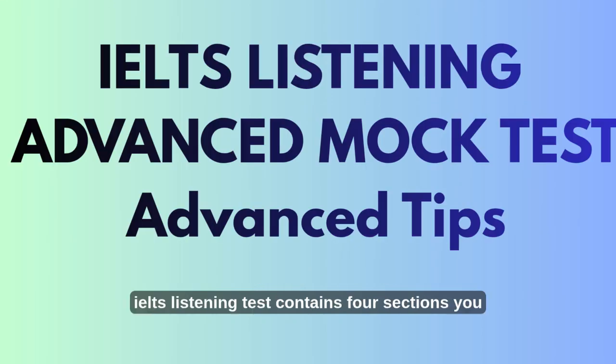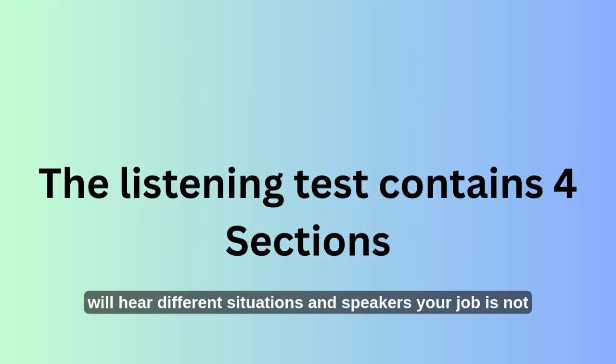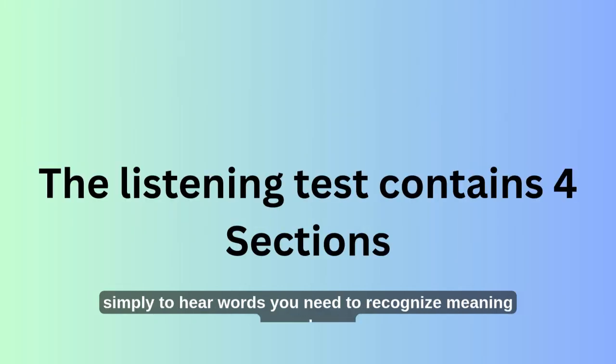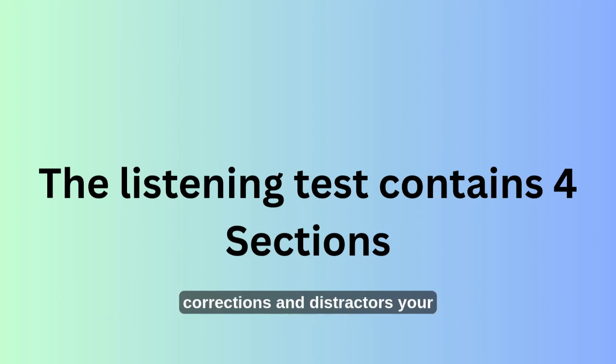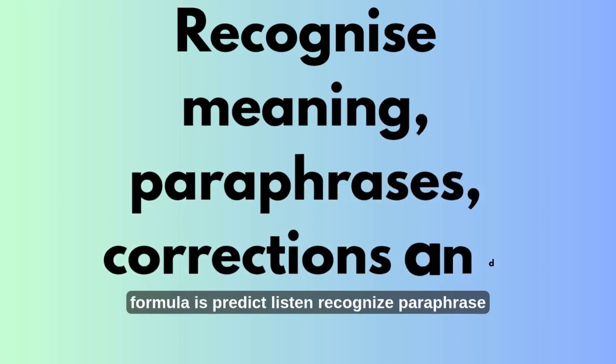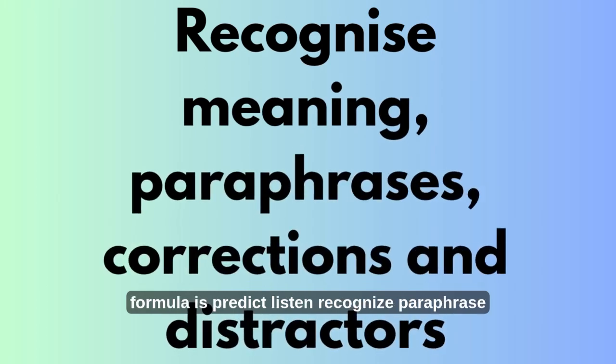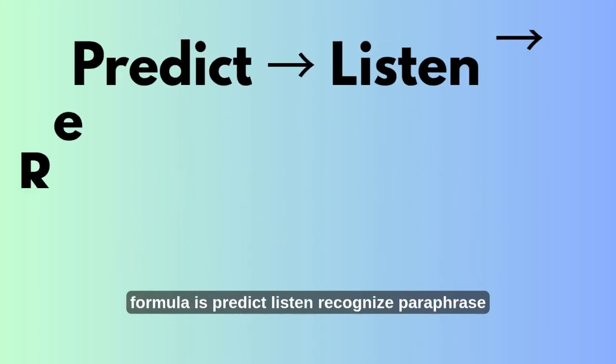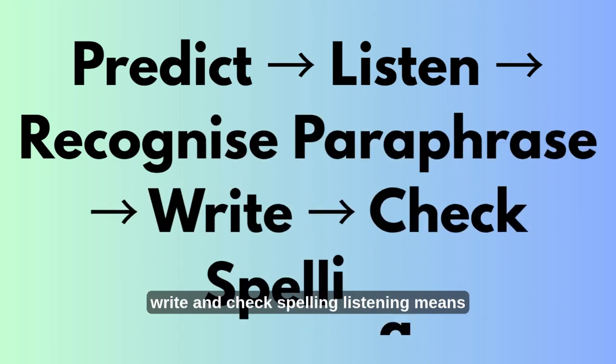The IELTS listening test contains four sections. You will hear different situations and speakers. Your job is not simply to hear words. You need to recognize meaning, paraphrase, corrections, and distractors. Your formula is predict, listen, recognize, paraphrase, write, and check spelling.